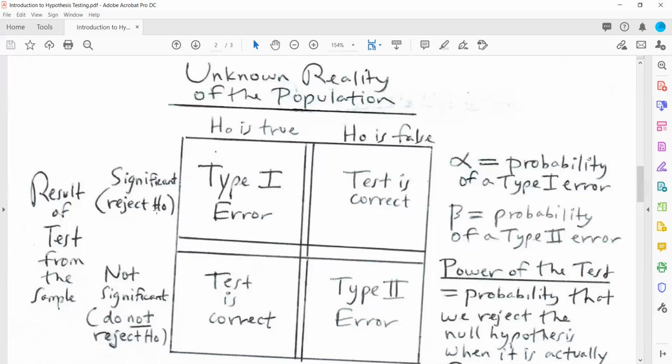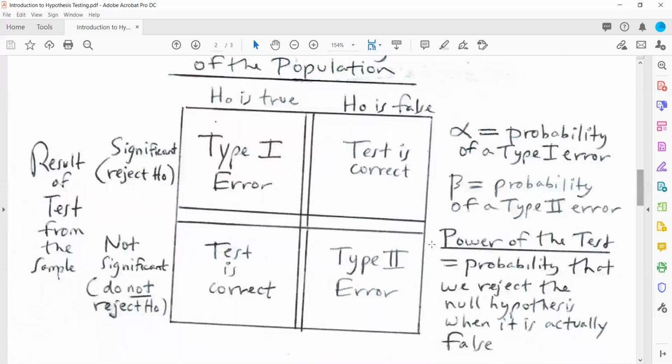Now, if we reject the null hypothesis and the null hypothesis is actually false, well, we've made a correct decision. So in this box here, we call it a correct decision. The test is correct. Now, if we do not reject the null hypothesis because of lack of statistical evidence, and the null hypothesis is actually true, then we've also made a correct decision. However, if we do not reject the null hypothesis, but the null hypothesis is false, that's a mistake. And that's called a type 2 error, where we do not reject the null and the null is false.